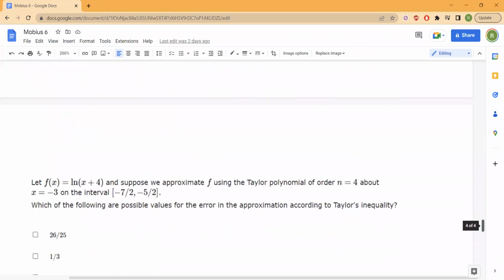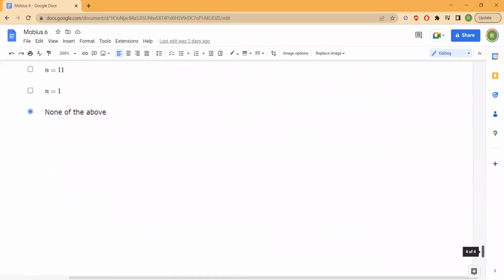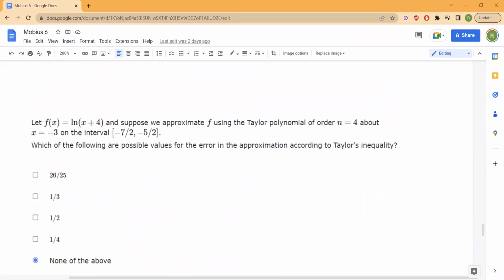Let's go to the next one. And here we have our two hardest questions of this video. Okay, so let f(x) equal ln(x + 4). That's our function. And suppose we approximate f using the Taylor polynomial of order n equals 4 about x equals -3 on this interval.